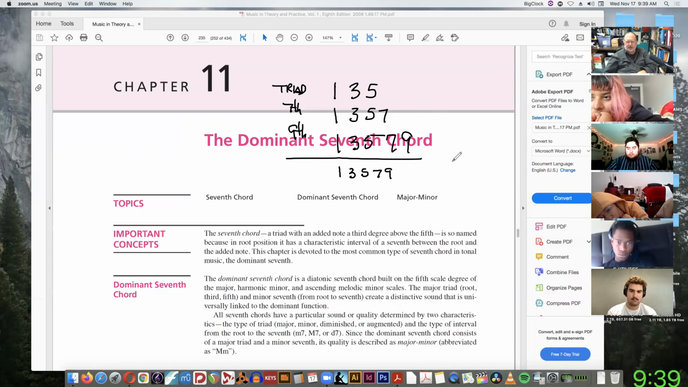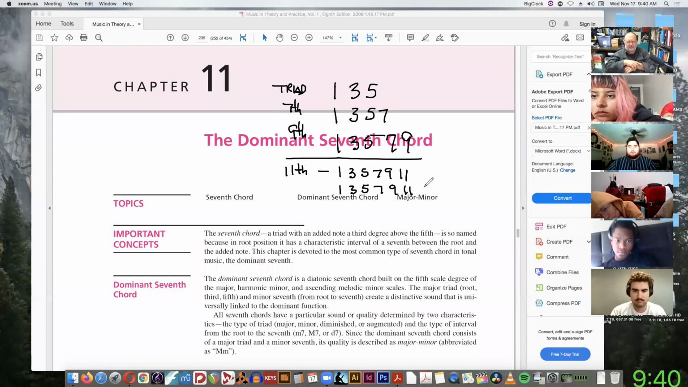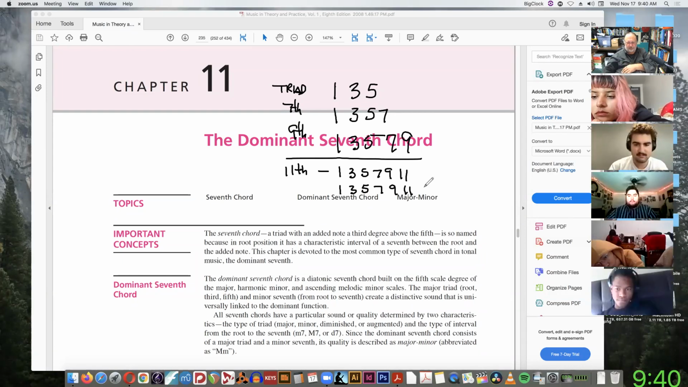And what's the next one after 9? 11. So that's called an 11th chord. And then after the 11th chord, we have 1, 3, 5, 7, 9, 11. And then what's after that? 13. 13, right?